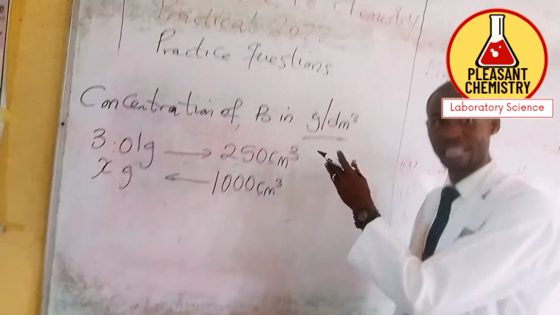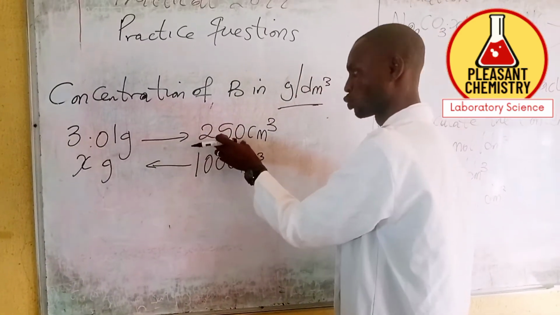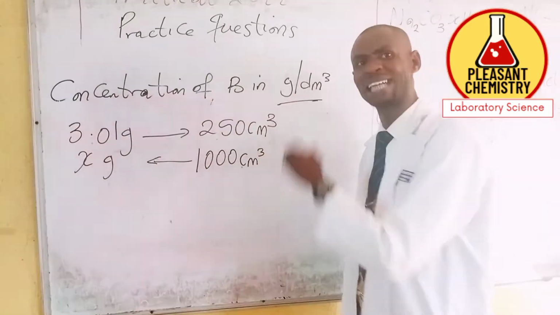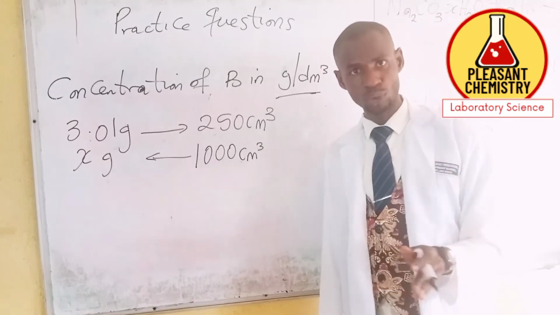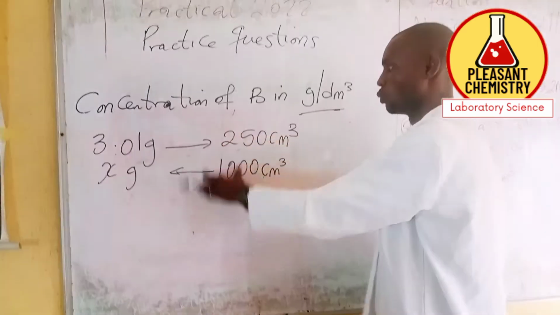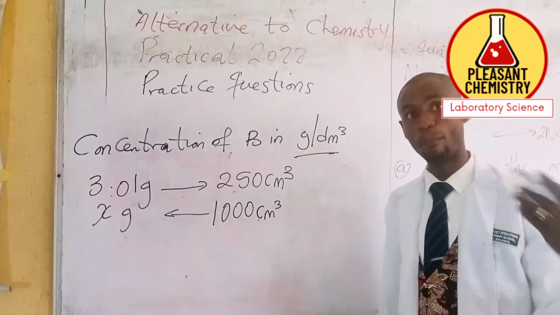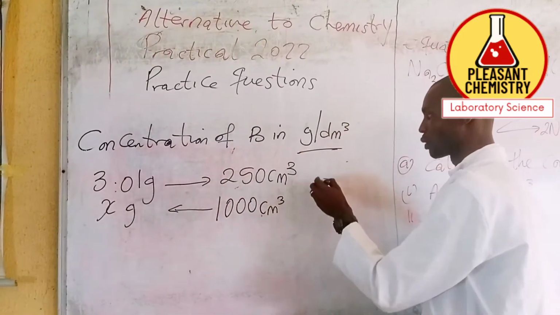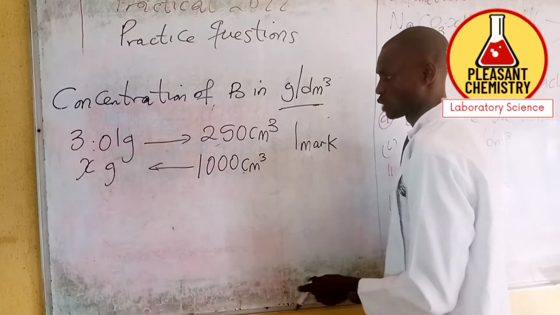What we are just doing right here is that we want to convert this mass, which is in 250 centimeter cube, into gram per dm cube, because that's the standard unit we are going to use whenever we are dealing with titration, or whenever we are saying mass concentration. So if you do your calculation like this, you are going to earn yourself 1 mark for this expression.